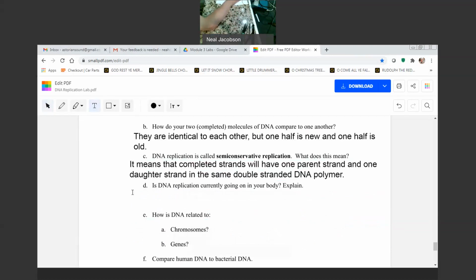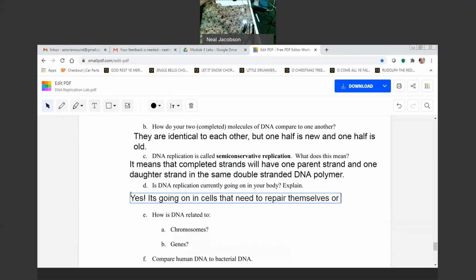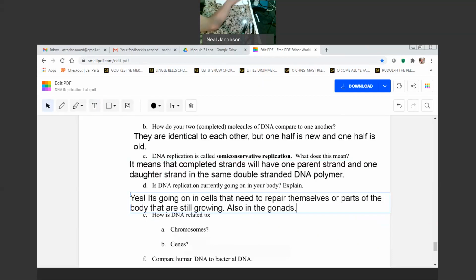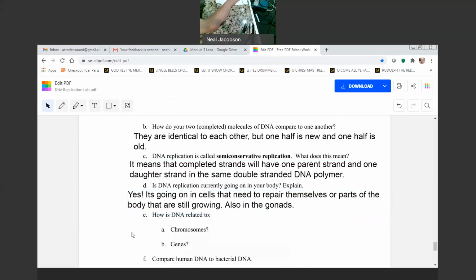DNA replication is currently going on in your body. Of course it is, dude. Yes, it is. It's going on in cells that need to repair themselves or parts of the body that are still growing. Also in the gonads. So anytime you're making sperm and egg, you're going to go through DNA replication. Actually, just sperm, really. Eggs are already made.